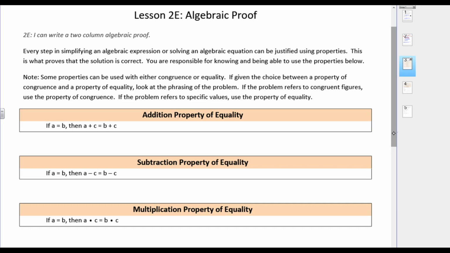Guys, you have been simplifying algebraic expressions or solving algebraic equations for a really long time. And when you do that, you're utilizing all of these mathematical properties that we just haven't made you name up to this point. What we're going to do is solve algebraic equations by justifying every single step you make. You are responsible for knowing and being able to use the properties below.